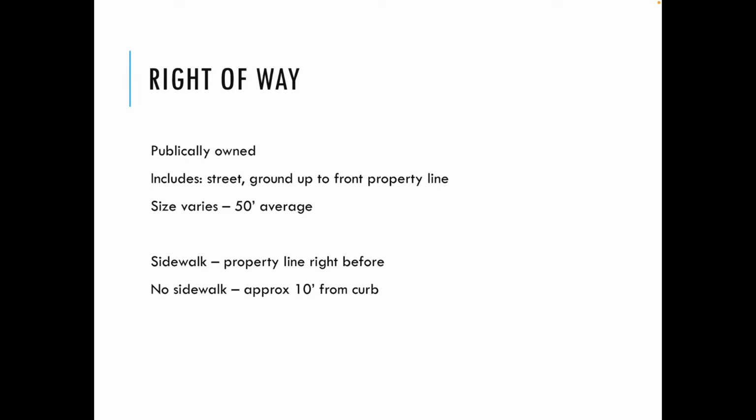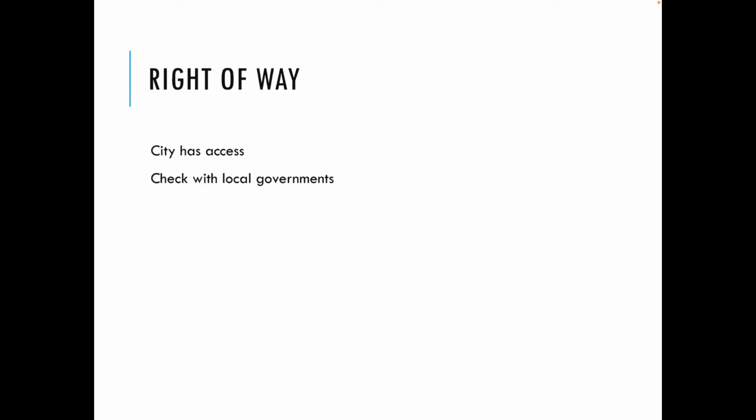Okay, a right-of-way. It's publicly owned. It includes the street and the ground up to the front of the property line. The size varies a little bit. 50 feet is pretty typical. If you have sidewalks, the property line goes right after that. If you have no sidewalks, it's usually about 10 feet from the curb. So when you're talking about sidewalks, that little hell strip, the tree lawn, that is officially owned by the city, even though you might have to do the maintenance for that sort of thing.